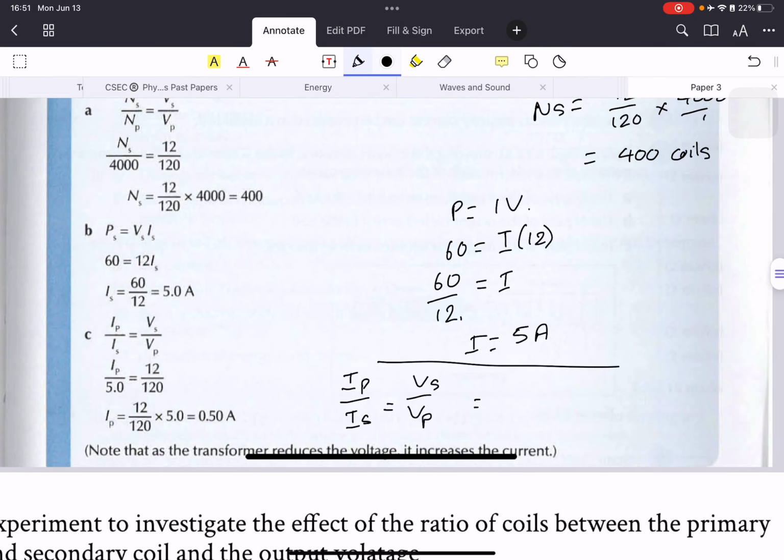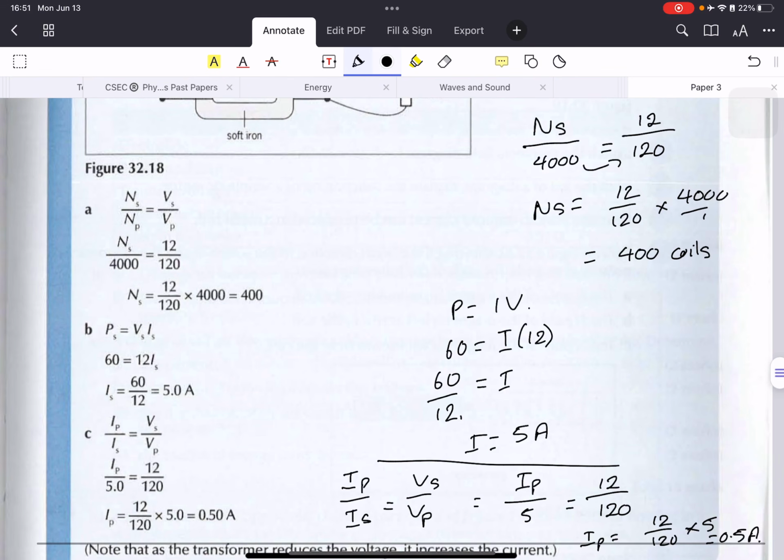Right, so let's see. IP is the thing we are trying to find, because we already found the current for the IS, which was the device. So that's over 5, and this is equal to VS, which is 12 over 120. So again, to find IP, we just take the 12 over 120, multiply it by 5, and you get 0.5 amps. So yes, they could ask you to use your transformer equation as a 5-mark extra in that part of the question.